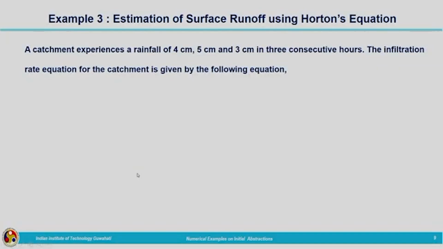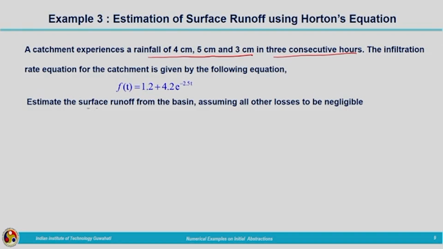Let me read out the question. A catchment experiences a rainfall of 4 centimeters, 5 centimeters and 3 centimeters in 3 consecutive hours. The infiltration rate equation for the catchment is given by the following equation, that is f of t is equal to 1.2 plus 4.2 e to the power of minus 2.5 t. Estimate the surface runoff from the basin assuming all other losses to be negligible.